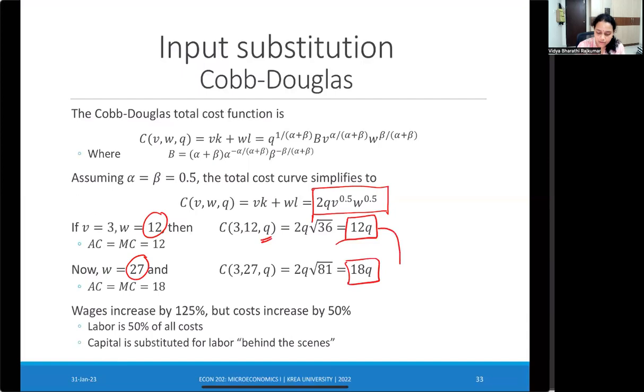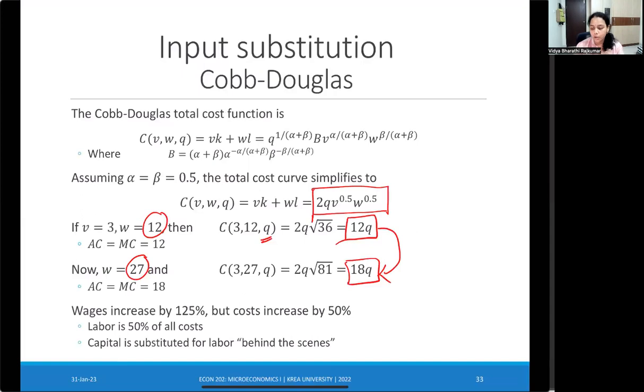But what happened to costs? They went from 12Q to 18Q, an increase of roughly 50%. So though the input became expensive by 125%, the actual increase in costs was only 50%. So that's not proportional, right? And the reason here is that when labor became expensive, we substituted that with the cheaper input of capital, and so the actual overall increase in costs is not as much as was projected by just the change in wages. So this is your input substitution that is happening behind the scenes.